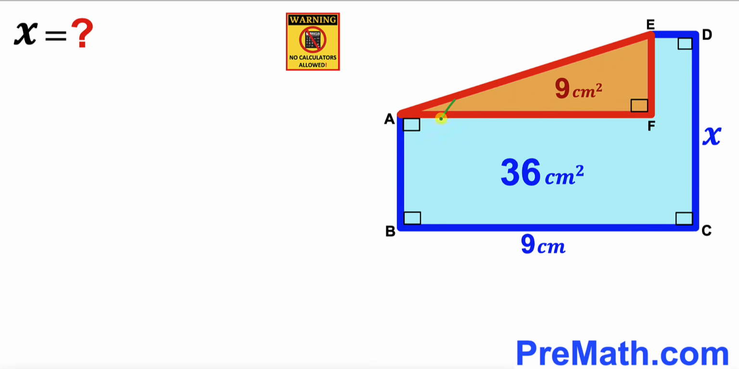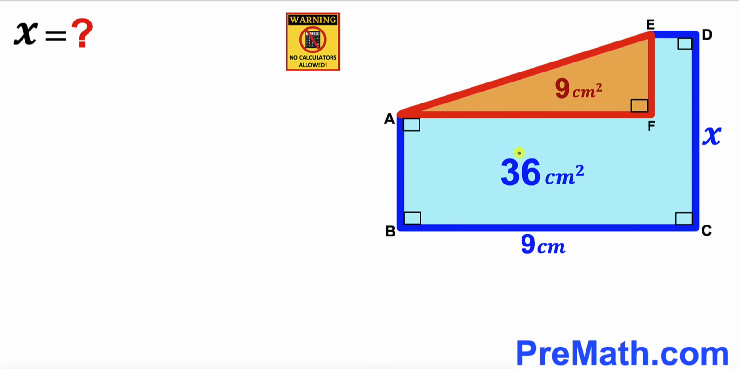In this video, we have this blue shaded polygon ABCDEFA, and this red shaded right triangle AEF, put together as you can see in the given diagram, such that all these interior angles are 90 degrees each. Moreover, this base BC length is 9 centimeters, whereas this side CD length is represented by x.